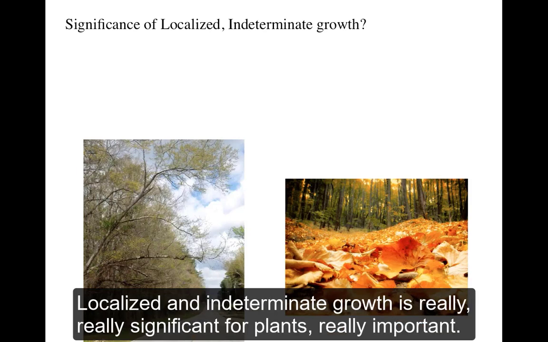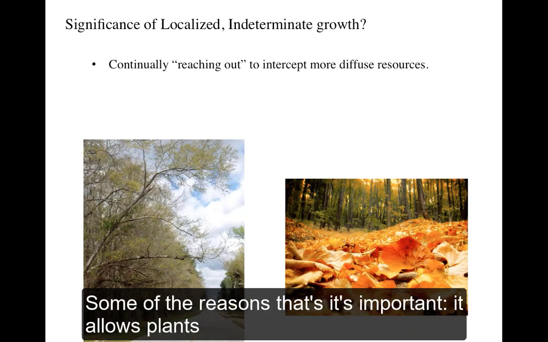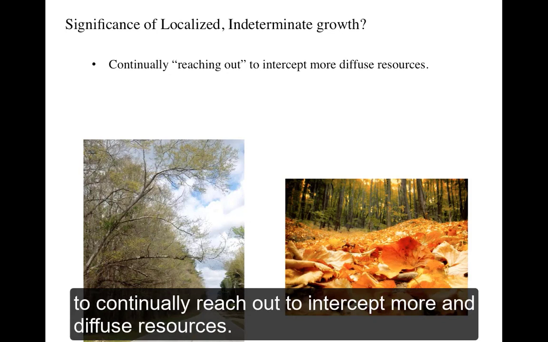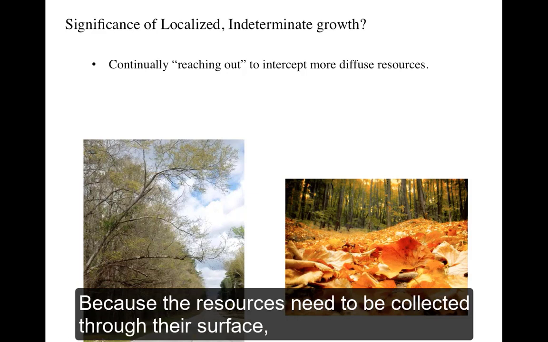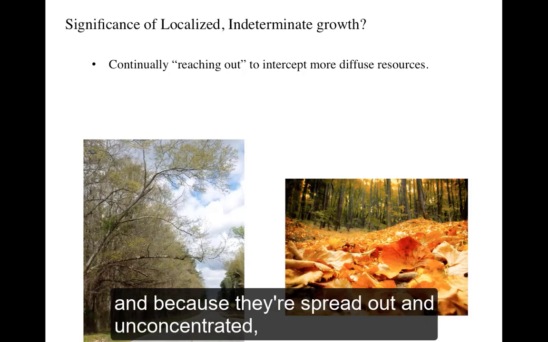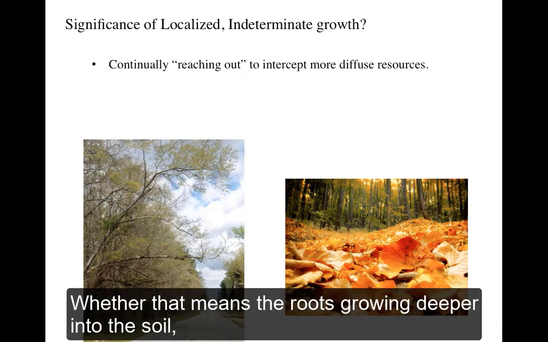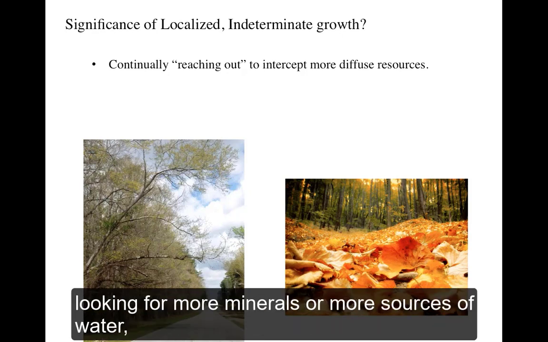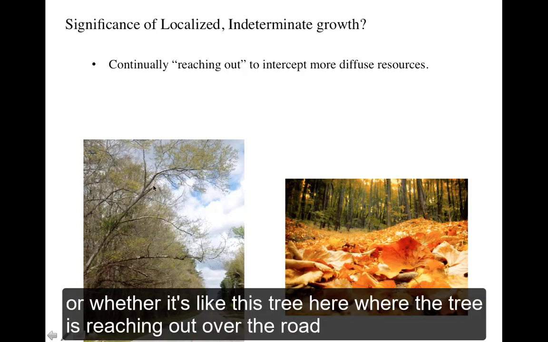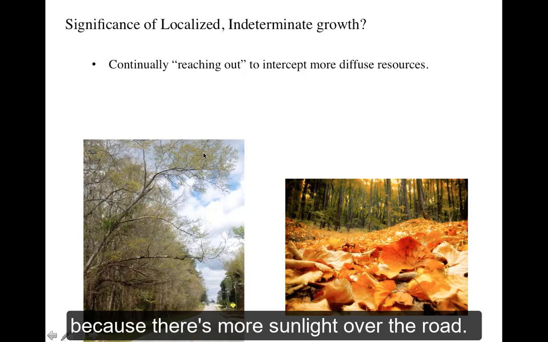Localized and indeterminate growth is really, really significant for plants, really important. Some of the reasons that it's important. It allows plants to continually reach out to intercept more and diffuse resources. Because the resources need to be collected through their surface, and because they're spread out and unconcentrated, they constantly have to be reaching for them, whether that means the roots growing deeper into the soil, looking for more minerals or more sources of water, or whether it's like this tree here, where the tree is reaching out over the road because there's more sunlight over the road.